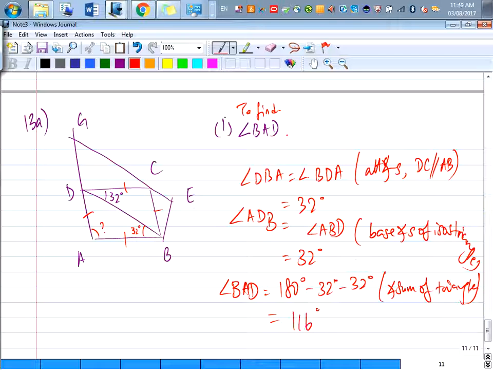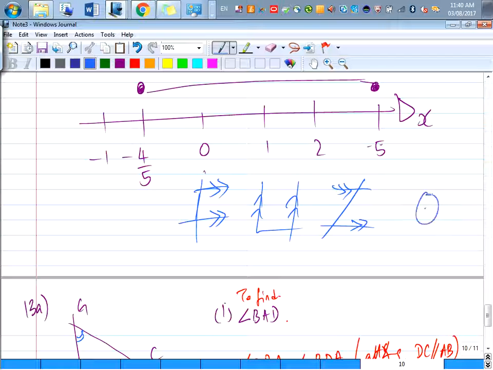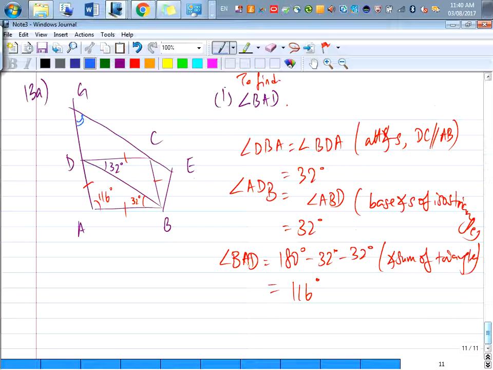ISOS. So this is 116 degrees. Okay? Now, I managed to get this already, which is 116 degrees. And finally, they want angle AGE. Yes? Okay, Yuling is asking about this. And then, okay, this is your interior angles. These are your alternate angles. And these are our corresponding angles. Yes? Okay, one last one.